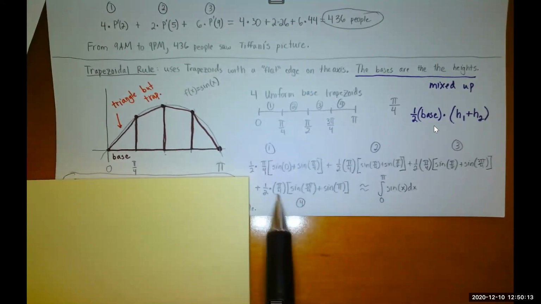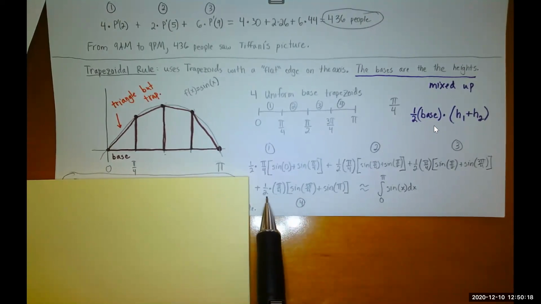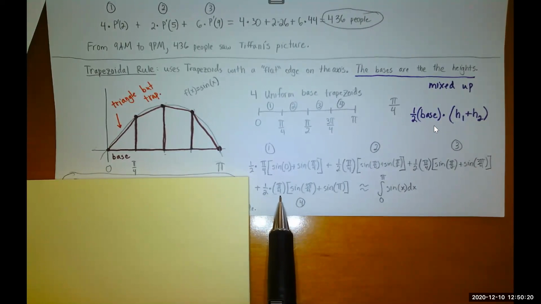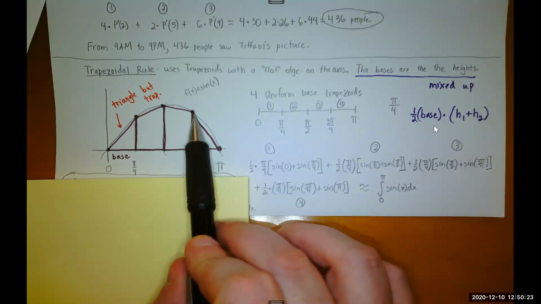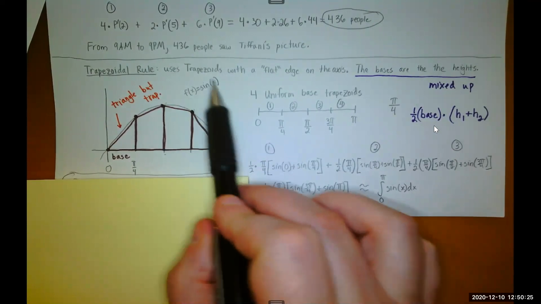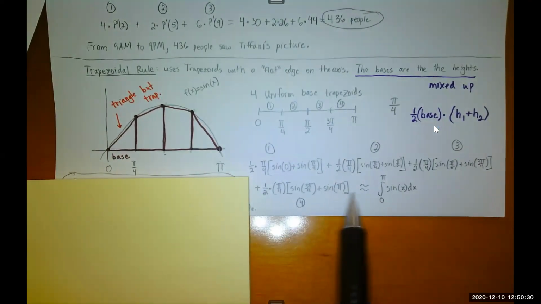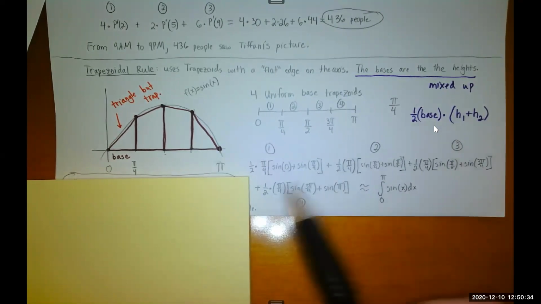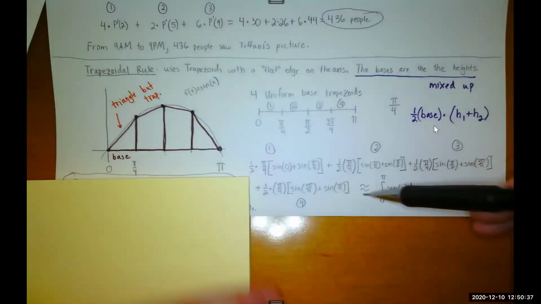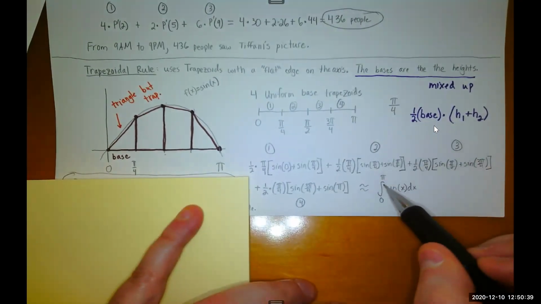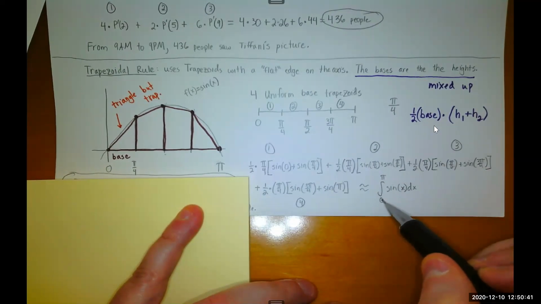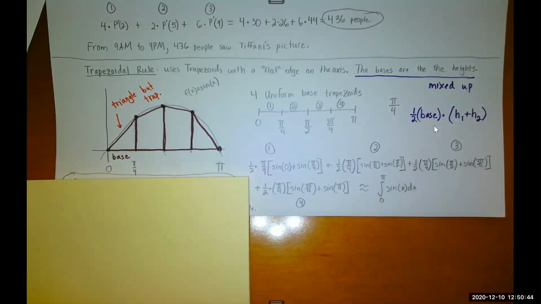So the fourth trapezoid, area of a trapezoid, 1/2 base times the sum of the heights: 1/2 base pi over 4. First height is the point at 3 pi over 4. Put that into sine because that's the function we've got here. Second height at pi, sine of pi. This is approximately equal to this thing right here with a 0 on the top and a pi on the bottom, sine of x dx.